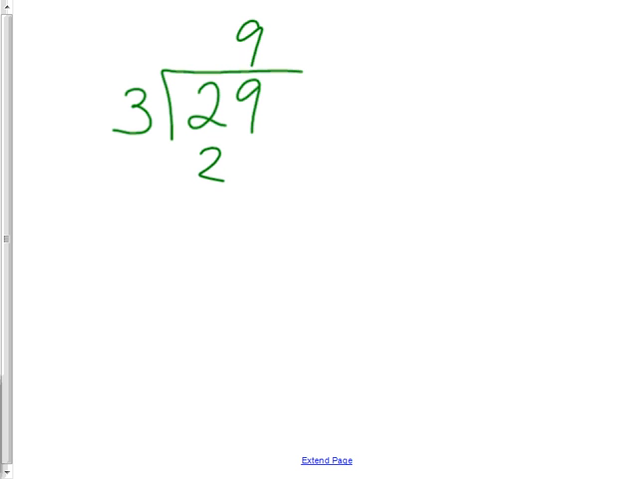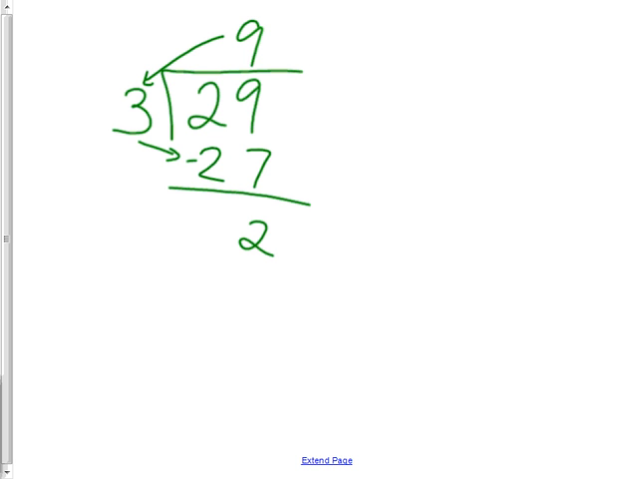9, and that makes 27. And notice the process that I use here. I figured out a number that would go here so that when I times this by that, it gives me that. Get what I'm saying? And then I actually have to make this the opposite of what it was, negative 27. And then I put these together and I get 2.